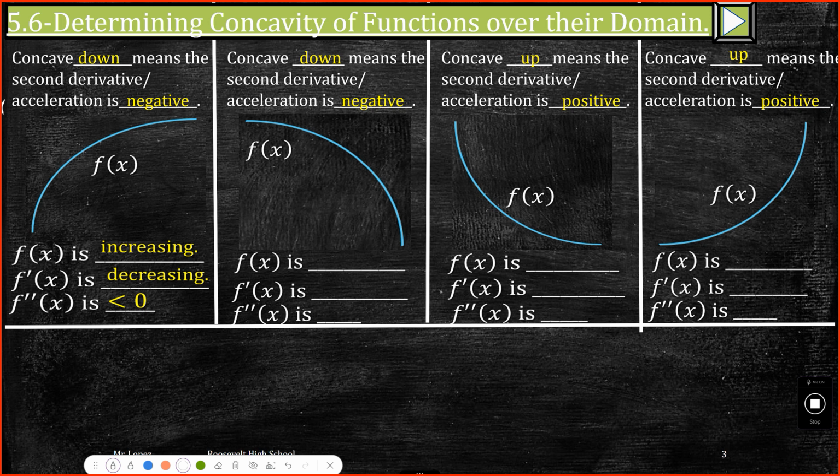Concave down means the second derivative, acceleration, is negative. What is f of x doing here in this one? The function is decreasing? Yeah. So the actual function is decreasing. What is f prime of x doing?